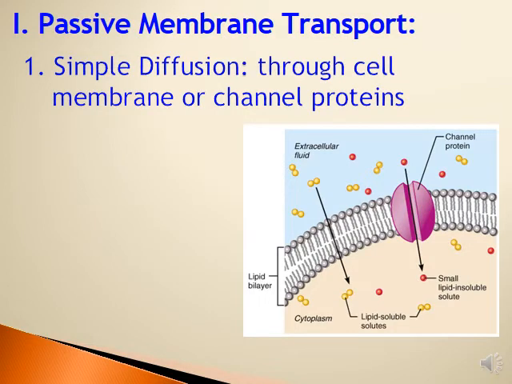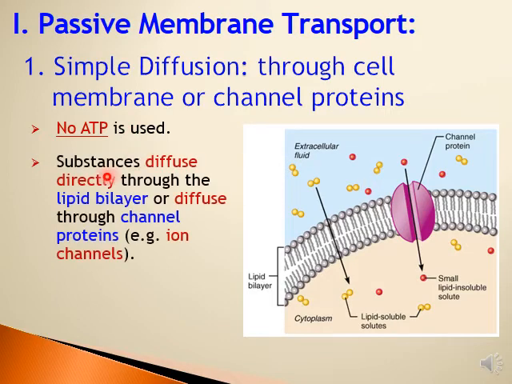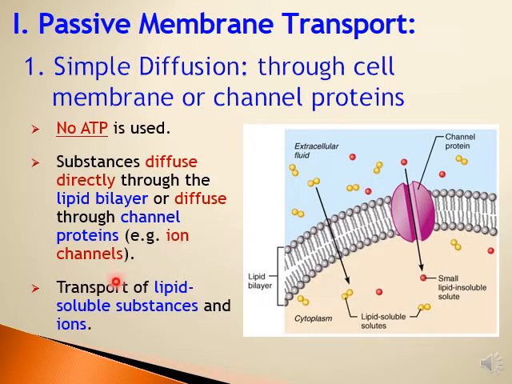Now let's start with passive membrane transport. Number one, simple diffusion, and this happens either directly through the phospholipid bilayer or through channel proteins. The best example for channel proteins are the ion channels. It doesn't need any ATP, that's why we call it passive transport. The different substances diffuse either directly through the phospholipid bilayer or through channel proteins, and as I said, ion channels are the best example. Here we transport lipid-soluble substances and ions.